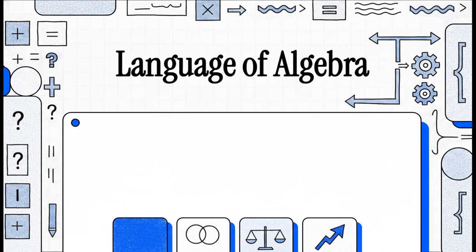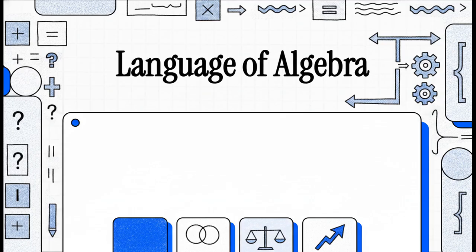Let's just dive right in and demystify this 6th grade expressions unit, but we're going to do it by treating it like a brand new language. You know, when you think about algebra, it can honestly feel a bit like staring at some ancient foreign text, right? Just full of strange symbols and floating numbers.